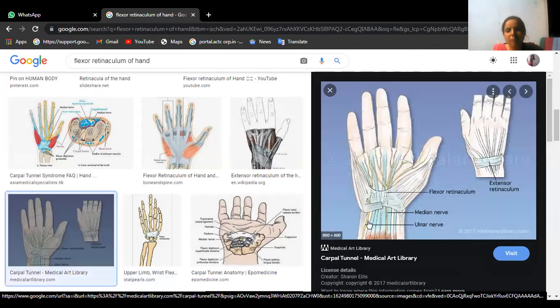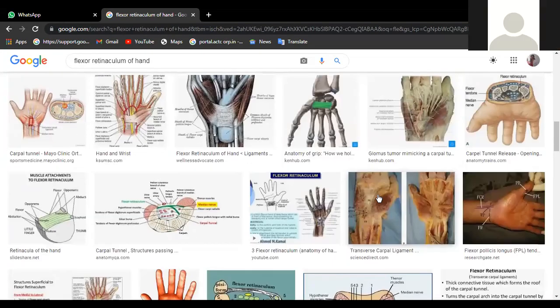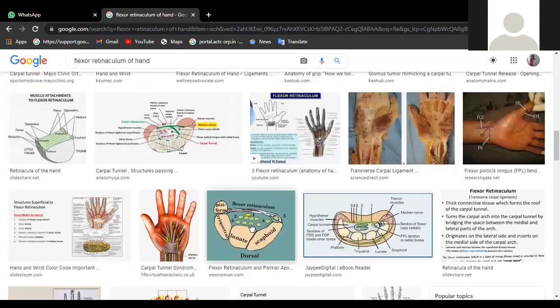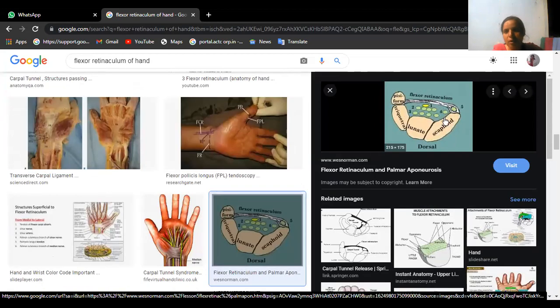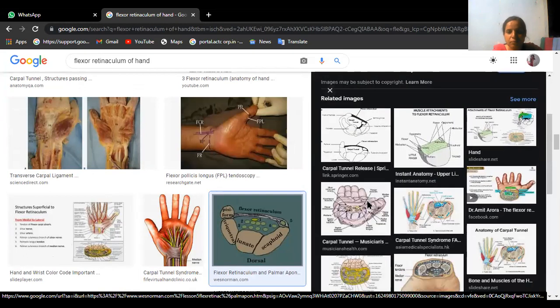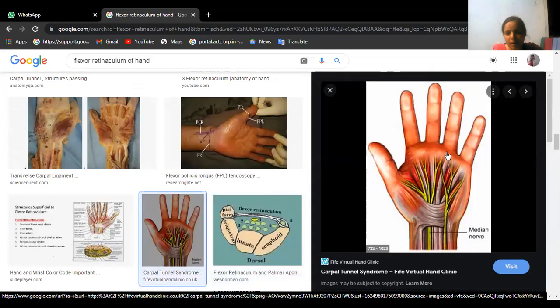You have to know the attachments. You should know what are the structures passing deep to the retinaculum, what are the structures passing superficial to the retinaculum. Just see the list in your textbooks, and then you have to also see all exclusively tendons are shown which are passing deep to the retinaculum. Different pictures are given. This is all flexor retinaculum.